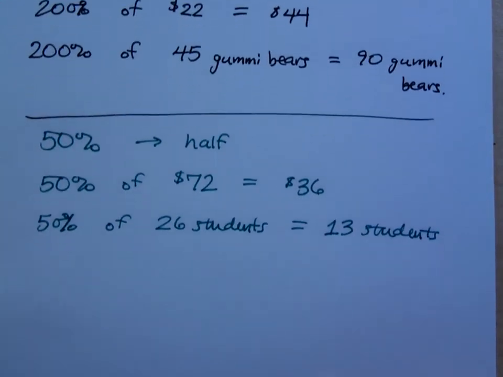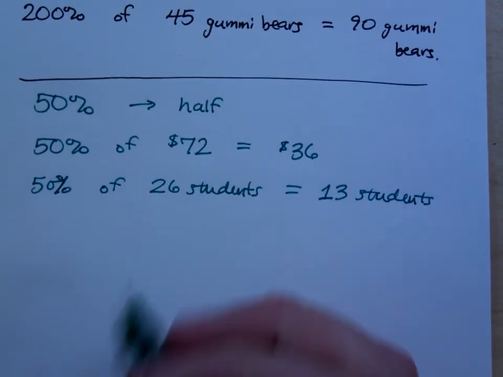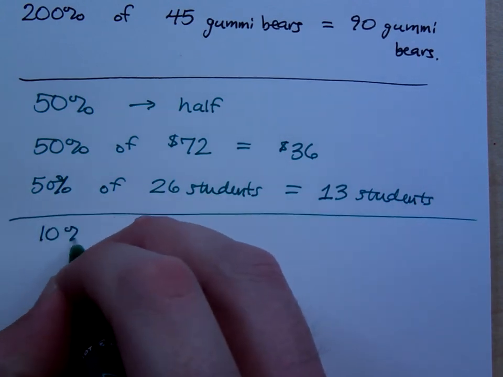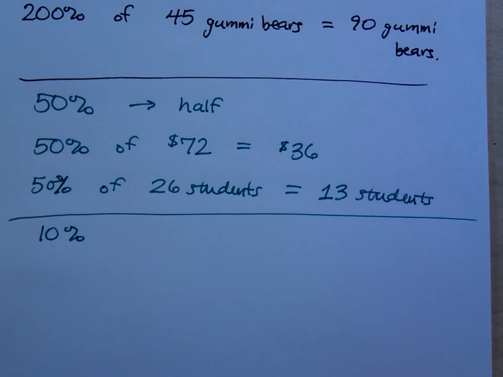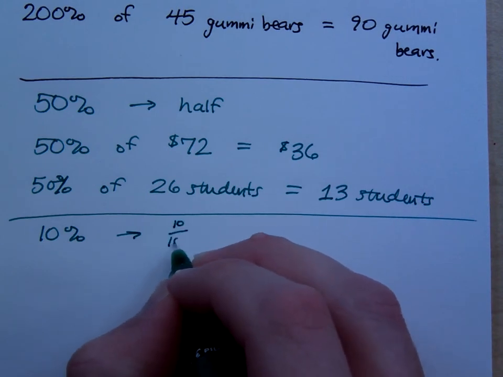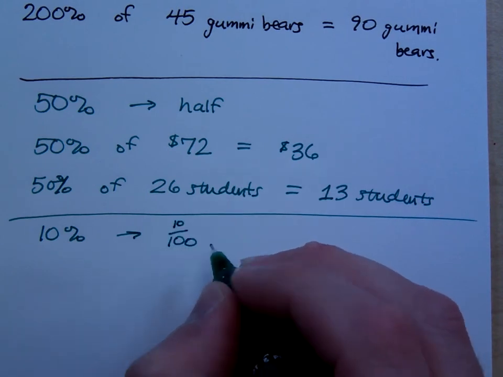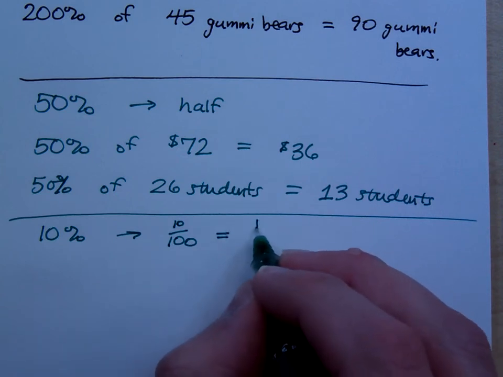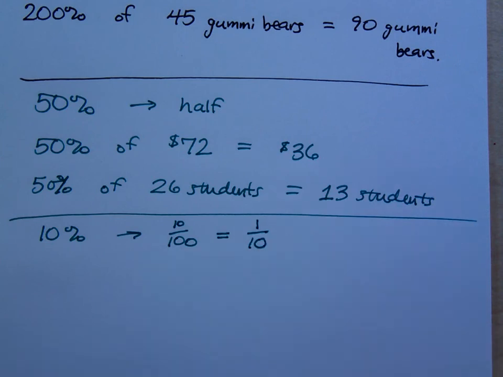All right, let me show you another nice one. 10%. 10% is as easy to work with as 100%, because 10% means literally 10 out of 100, right? And how do you reduce 10 out of 100? Isn't that 1/10? 10% means 1/10.